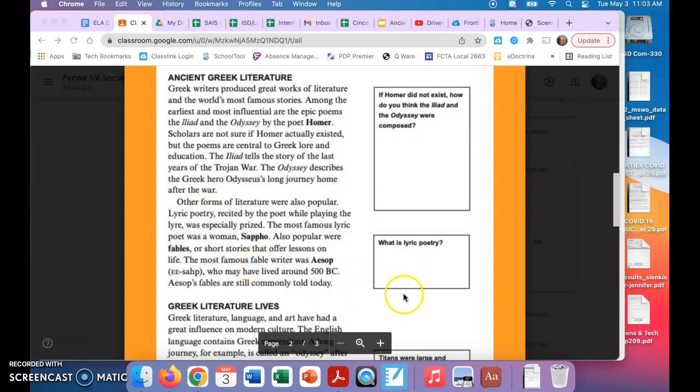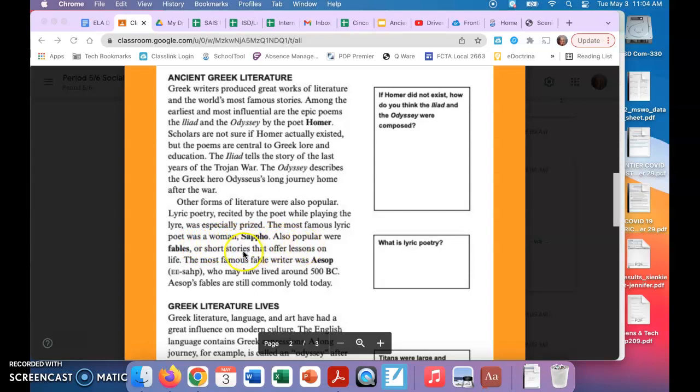In the next section, you're going to answer the question, what is lyric poetry? Other forms of literature were also popular. Lyric poetry, recited by the poet while playing the lyre, was especially prized. The most famous lyric poet was a woman, Sappho.